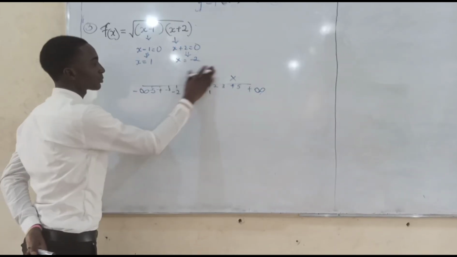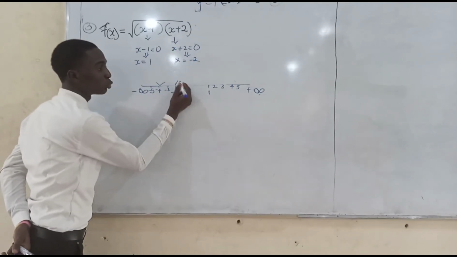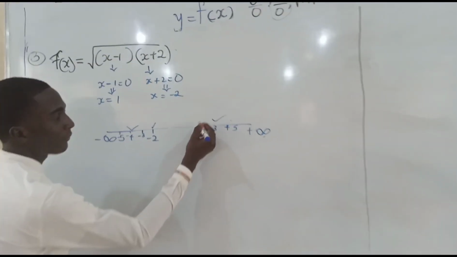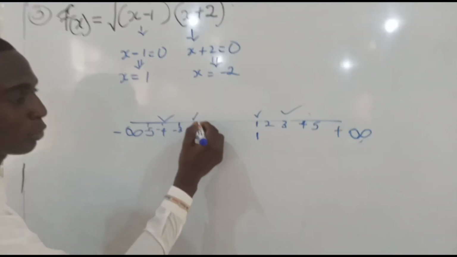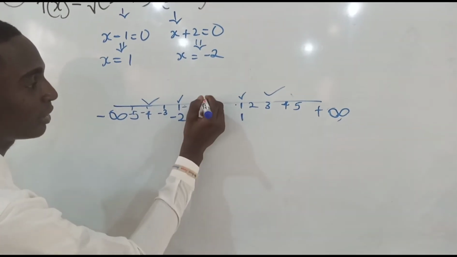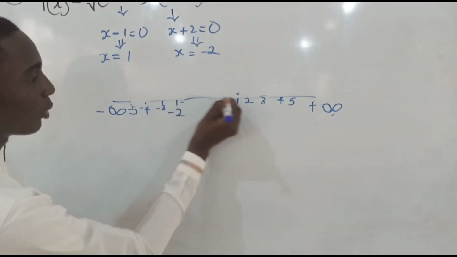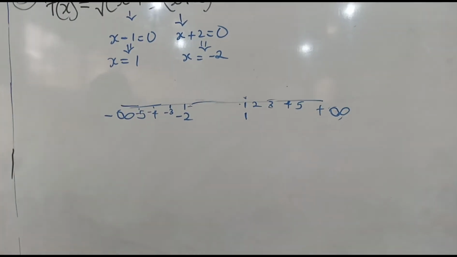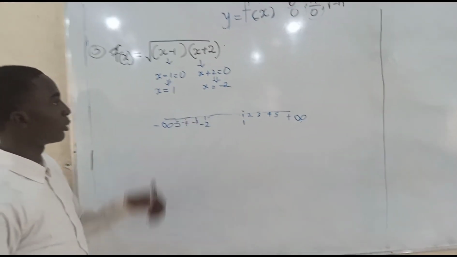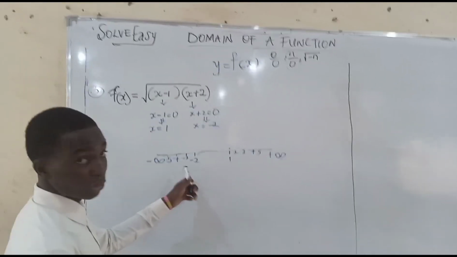So let's check. If here is defined, 2 will be the minimum defined value. If here also is defined, 1 will be the maximum defined value. That is, from minus 2 to 1, we are having undefined values. So let's do this so we understand more clearly. Now I'm having x is equal to 1, x is equal to minus 2. So let's choose any number in this region.